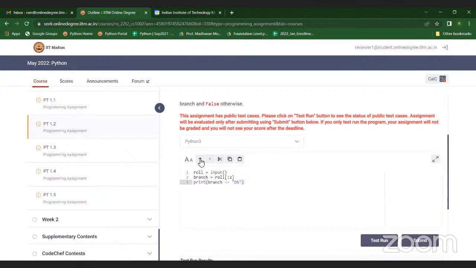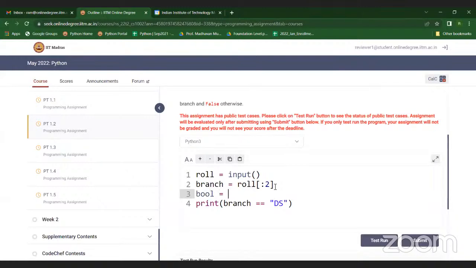Inside the print command, branch double equal to ds, it accepted that command and printed a boolean. Actually, I want to take it in a variable and print that variable. You could do that also. So ds equals true. We can rewrite it as ds equals true.